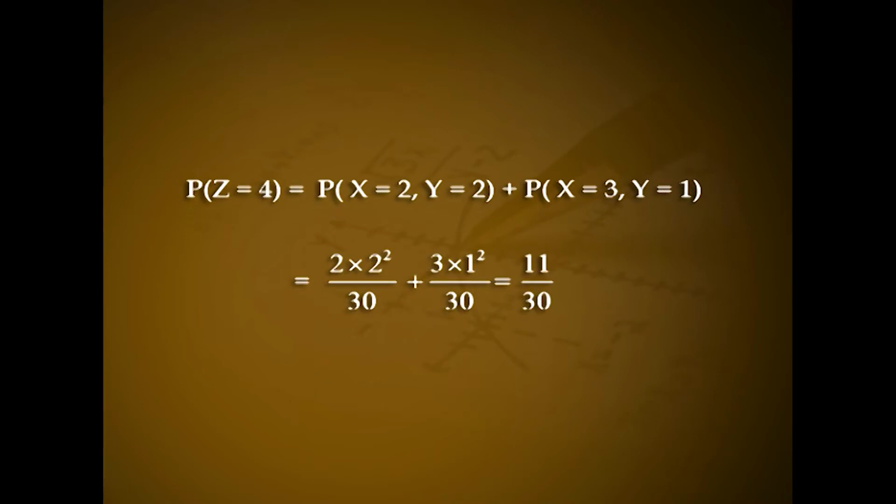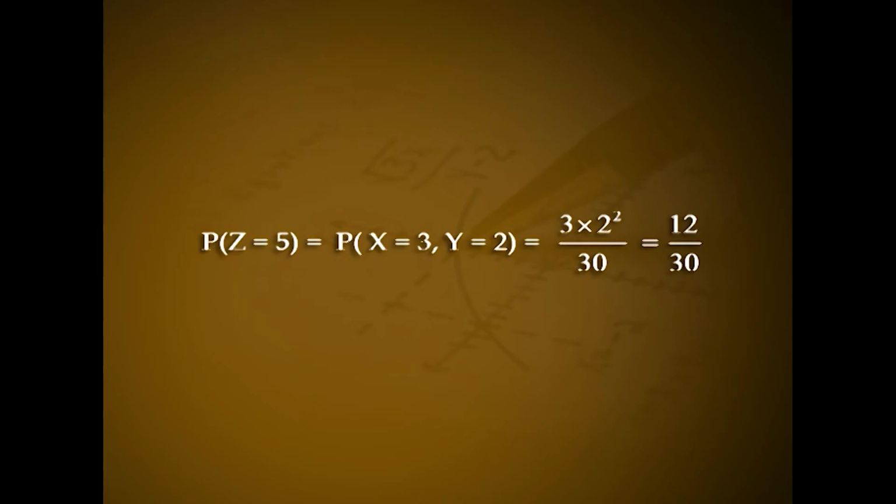Probability of z equal to 4, that is P of x equal to 2, y equal to 2 plus P of x equal to 3, y equal to 1, that is 2 into 2 square by 30 plus 3 into 1 square by 30, that is 11 by 30. P of z equal to 5, that is P of x equal to 3, y equal to 2, that is 3 into 2 square by 30, that is 12 by 30.